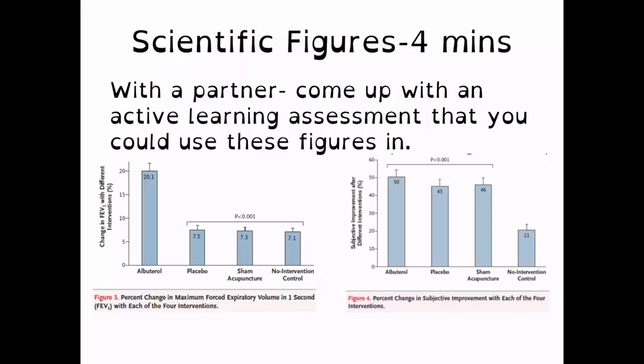So what I want you to do is get with a partner, or you can get into a group, and I want you to come up with an active learning assessment that you could use these figures in. You don't have to tell me the whole thing, but for an example, like ask them to write the figure legend for this. Now I'm just going to describe what this is. So you know, this is the actual breathing capacity with these drugs, albuterol, placebo, acupuncture, or no intervention, and this is how the patient is feeling with those same drugs. So just think about it, and I'll give you 4 minutes, and think about what you could ask your students to tell you about this.